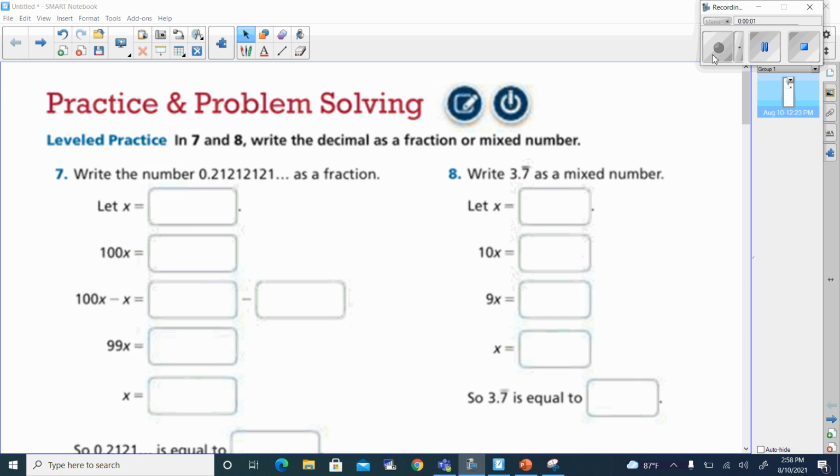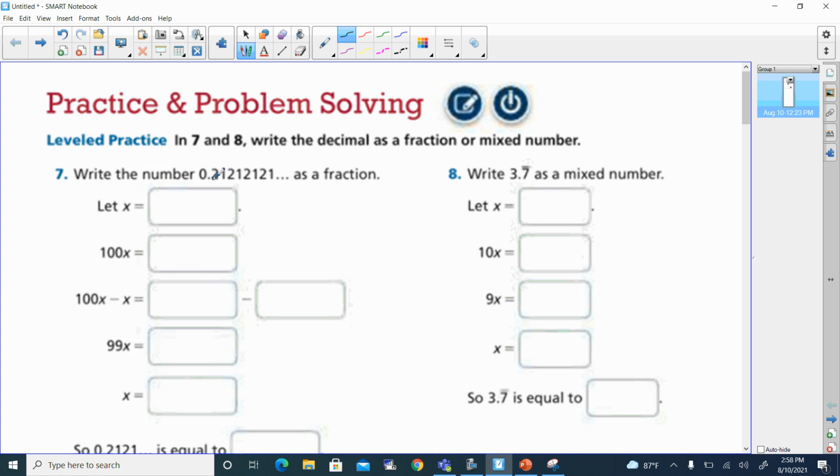All right, we're going to be starting our first lesson on our practice in problem solving. The first thing says write the decimal as a fraction or a mixed number. So let's go ahead and start there. We know x is going to be the number itself, right? The number. So this is going to be 0.212121 and repeating.